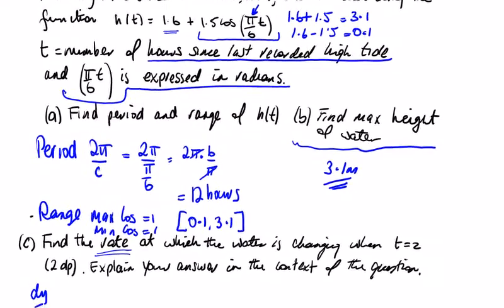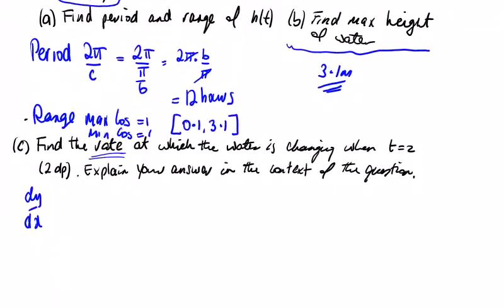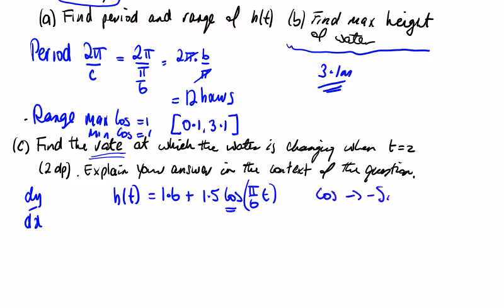So h prime t, we probably just use h prime t. So we need to differentiate this function. So let me write the function out again. H of t is equal to 1.6 plus 1.5 cos of pi over 6 times t. So cos goes to, you're all telling me minus sine. 1.6 goes to 0. So h prime t is equal to minus 1.5 by the sine of pi over 6 times t.